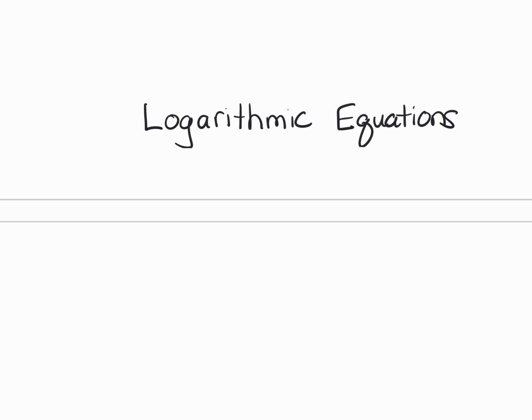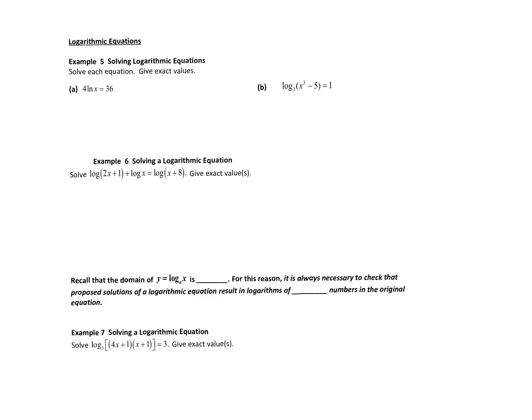In this video, we'll do several examples of logarithmic equations. Before we get started on solving, for our first example, we're going to solve the equation 4 times the natural log of x equals 36. And we want to make sure that we give exact values. So while we can use our calculator to find an approximation, we're just going to leave our answers in the exact form.